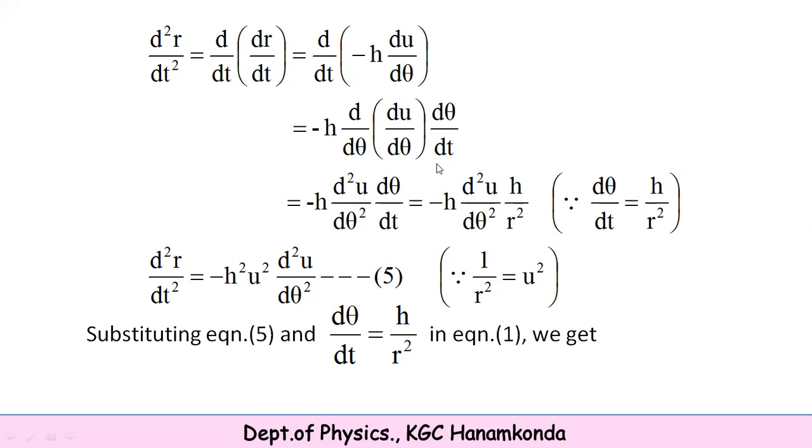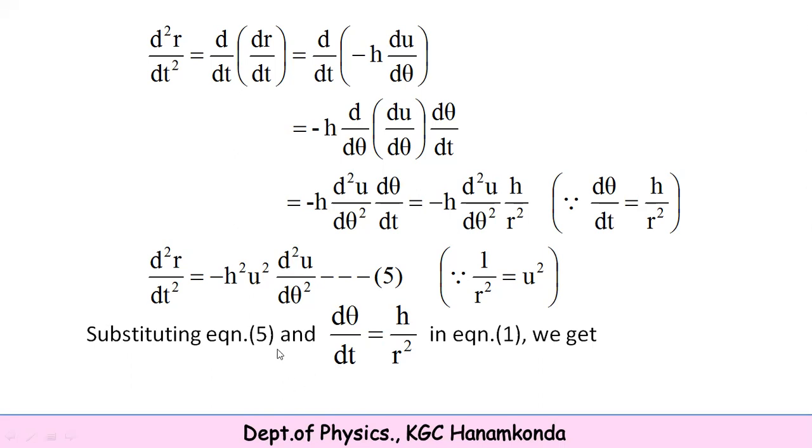And again this d theta by dt value from equation 2: r square into d theta by dt equals h. Taking this r square to the right hand side, d theta by dt equals h by r square. Substituting the value for d theta by dt as h by r square in this expression, we got minus h into d square u by d theta square into h by r square. h into h is h square by r square. But we know that 1 by r equals u. Therefore 1 by r square equals u square. Therefore this expression becomes minus h square u square into d square u by d theta square, that is nothing but d square r by dt square. Say this as equation 5.